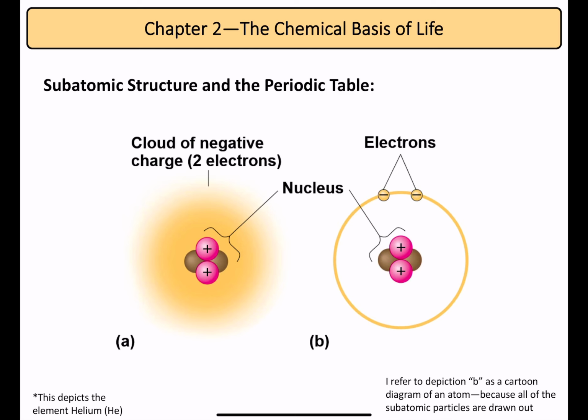And I refer to this style of a diagram of an atom on the right as a cartoon diagram. So when you're doing the homework assignment for chapter 2 and it asks you to draw a cartoon diagram of a particular atom, you want it to look something like this, where you actually draw out all 3 types of subatomic particles. But moving forward, we're going to start to ignore the atomic nucleus and just draw it as a dot or a circle and just focus on the electrons.